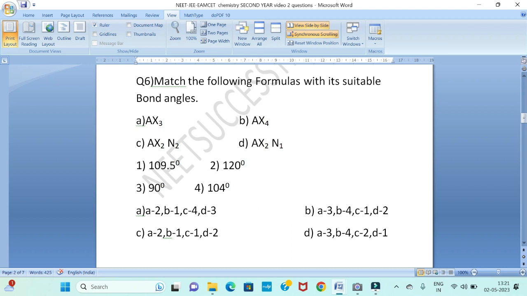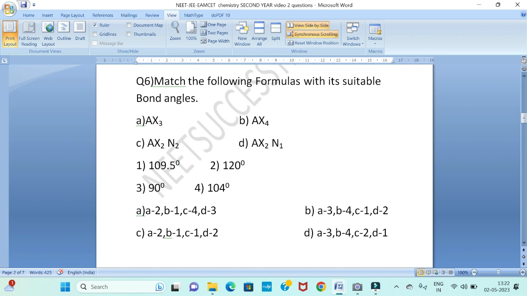So what is the answer? Answer is C. AX3 bond angle is 2, 120. AX4 bond angle is B1, 109.5. AX2N2 is C1, 109.5 degrees. AX2N1 is 2 again, 120. So A is 120, B is 109.5, C also 109.5.